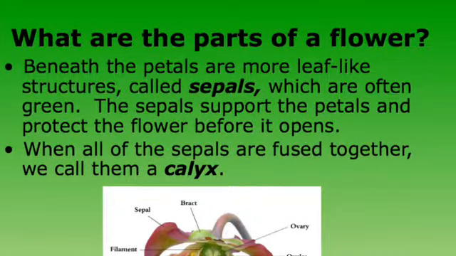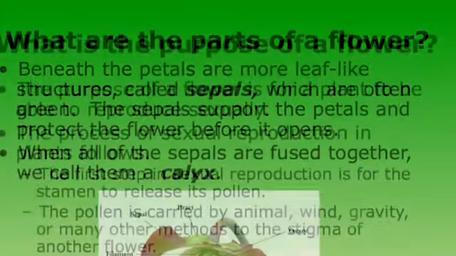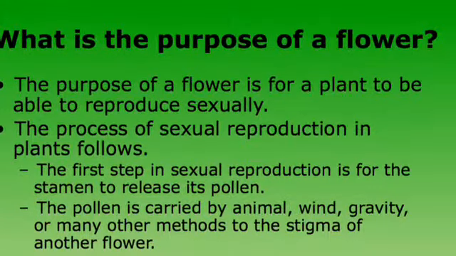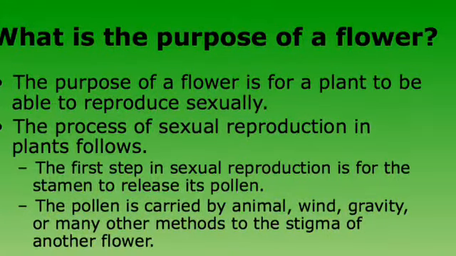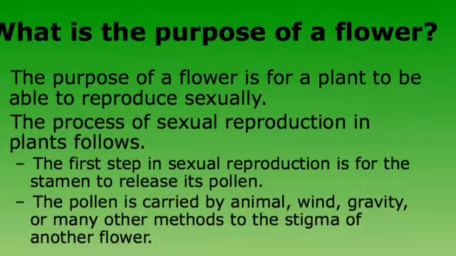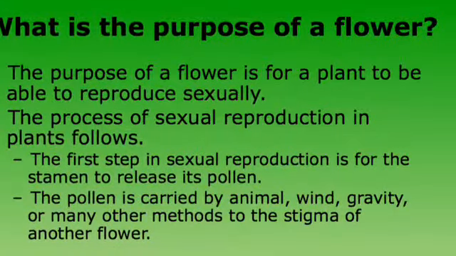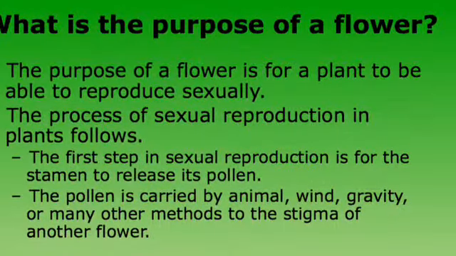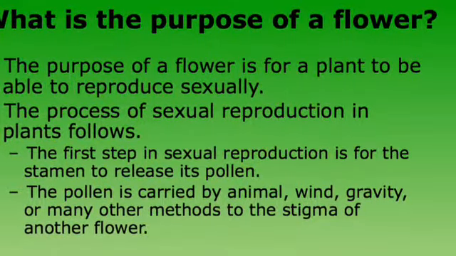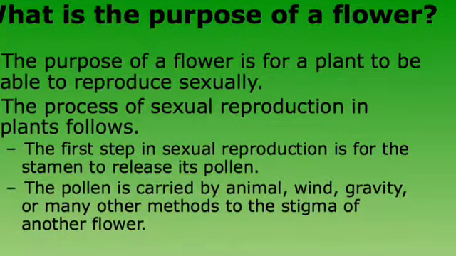The purpose of a flower is for a plant to be able to reproduce sexually. The process of sexual reproduction in plants is that the stamen releases pollen. The pollen is carried by an animal, wind, gravity, or many other methods to the stigma of another flower. When the pollen from one flower lands on the stigma of a compatible flower, we call it pollination. Flowers are adapted to pollinate each other in an astounding number of different ways using an equally amazing number of methods called vectors to help them.